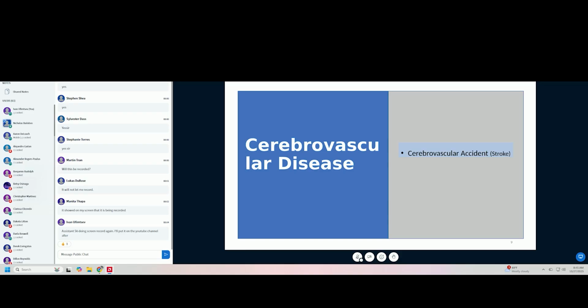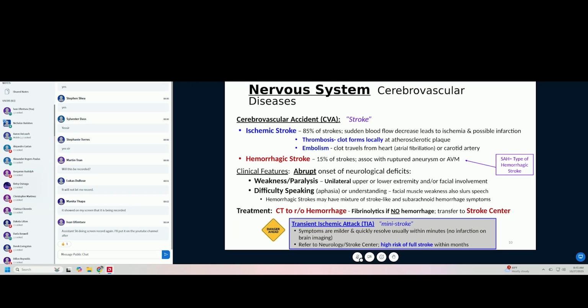All right, so cerebrovascular diseases. So talking about strokes. We talk about strokes, right? Cerebrovascular accidents, CVAs. There's two different types of strokes. We have ischemic strokes and we have hemorrhagic strokes. Ischemic strokes are by far the most common type of strokes that we're going to see. And this is due to a decrease in blood flow to the brain, leading to ischemia and possible infarction.